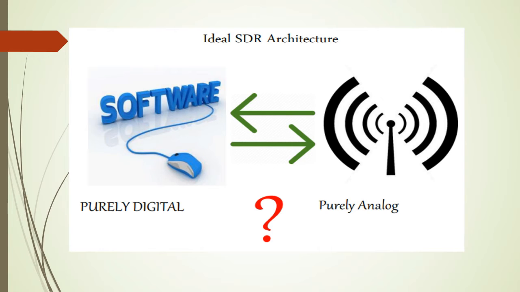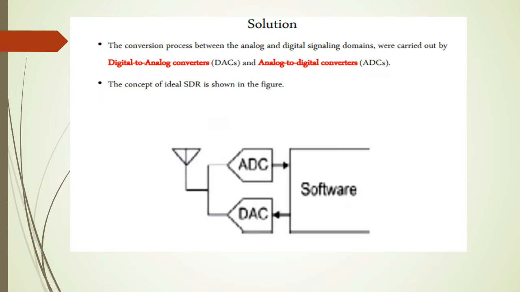Next, the ideal SDR architecture. The ideal software radio consists of a wideband antenna and a wideband ADC and DAC, that is, a wideband analog to digital converter and digital to analog converter. The concept of SDR is shown in the figure. The conversion process between the analog and digital signaling domains is carried out by the ADC and DAC. So this is the ideal SDR.